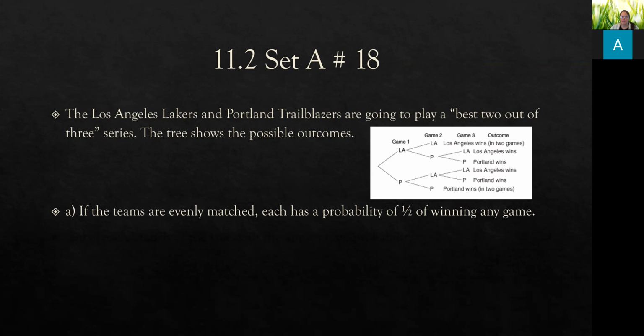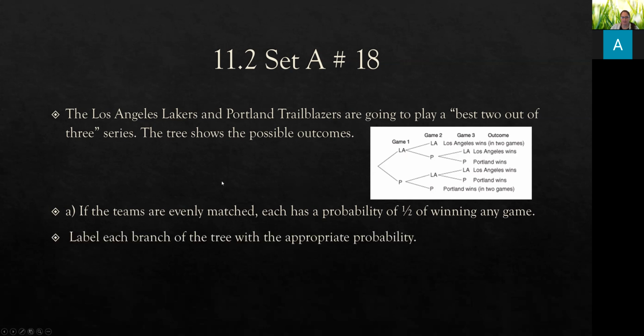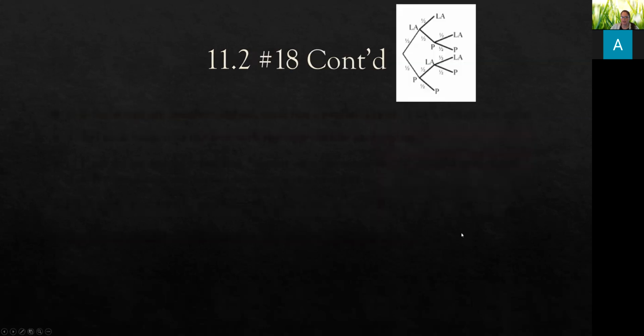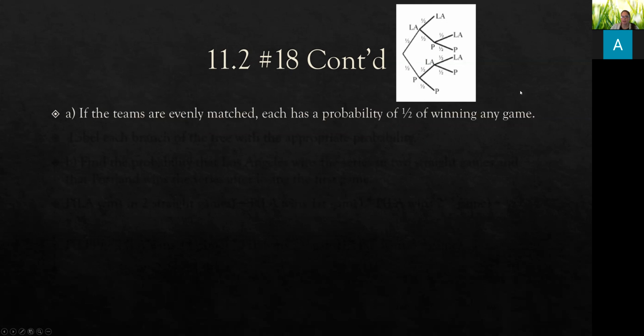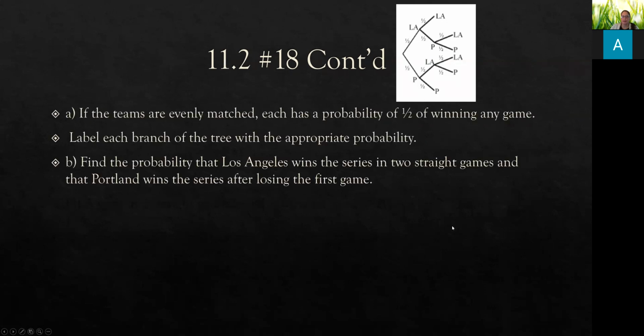If the teams are evenly matched, then each one has a 1/2 chance of winning any game. So we're going to label the branches of the tree with the appropriate probabilities. And that looks like this. So every branch has a 1/2 probability. All right, did all that.